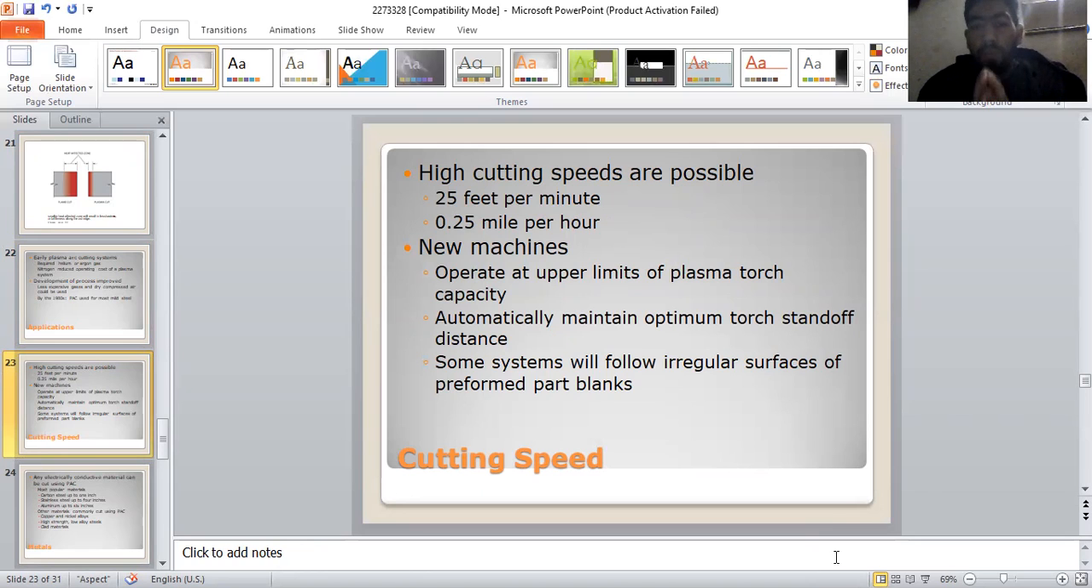There is another thing which we need to critically think about, that is the cutting speed. High cutting speeds are possible. The cutting speed of plasma arc cutting is 20 to 25 feet per minute. You can also say 0.25 mile per hour. So in new machines, with the latest technology, they operate at the upper limits of plasma torch capacity and automatically maintain optimum torch standoff distance. Some systems will follow irregular surfaces of the part.